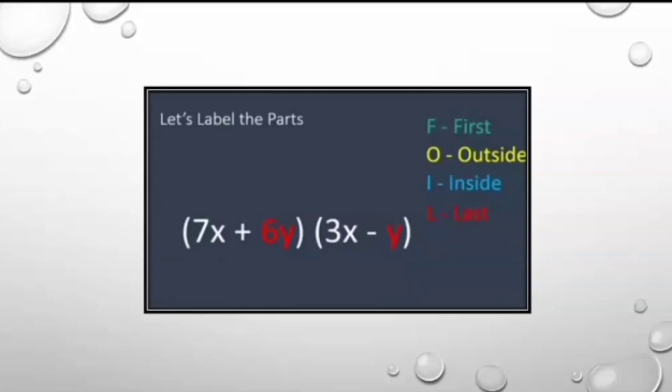So we will first multiply first terms. Then we will multiply outer terms, then we will multiply inside terms and then in the last we will multiply last terms of both binomials. Let's see the example next.